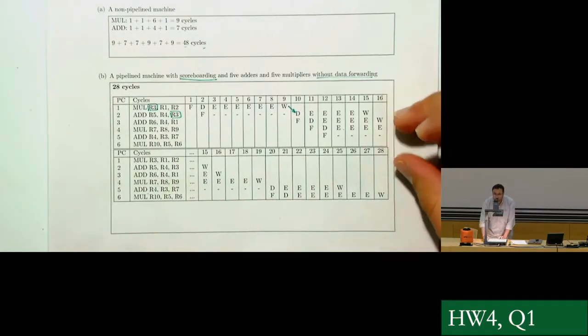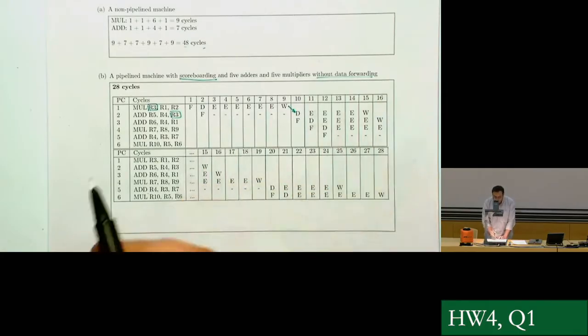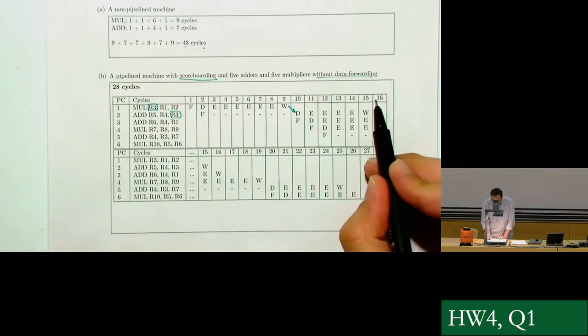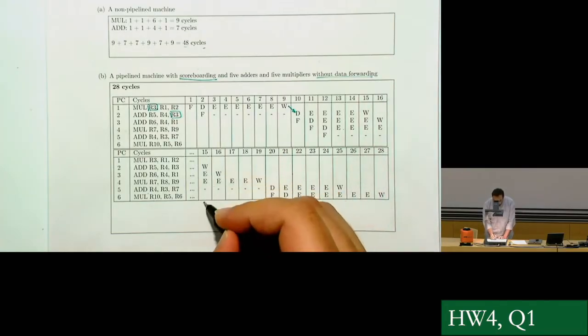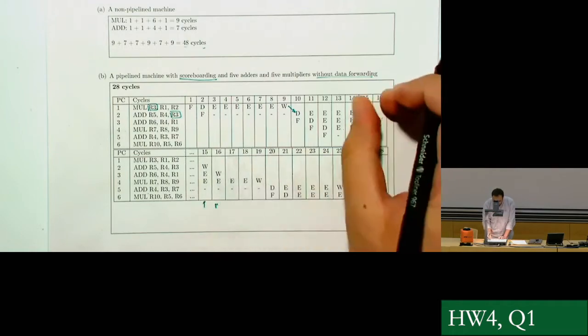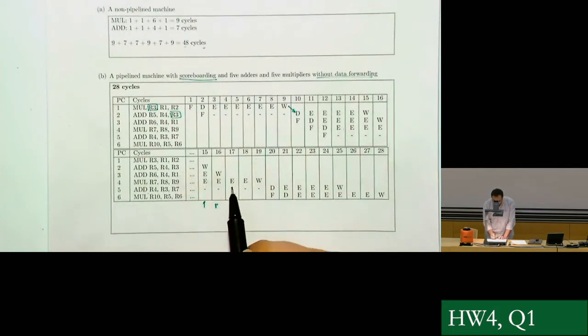I just put 2 rows here because the whole thing doesn't fit into one line. So this is until the 16th cycle, and I repeated the 15th and 16th cycles here. This is just copies of these. And then you can follow the rest here.